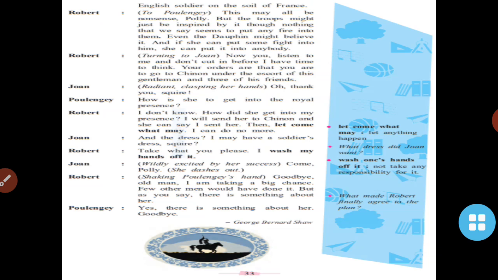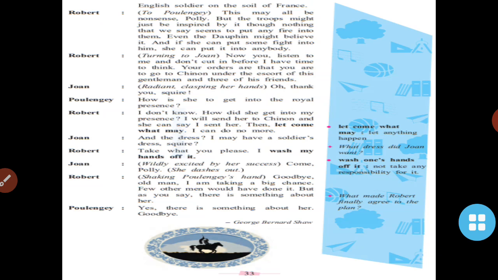So here again John is speaking to Robert and making him understand that you people will fight for your skin, and the better way you will fight is that you will run away from the foe. But here I am going to fight for the whole of France. Now Robert is not speaking with John, he is speaking with Polengi.